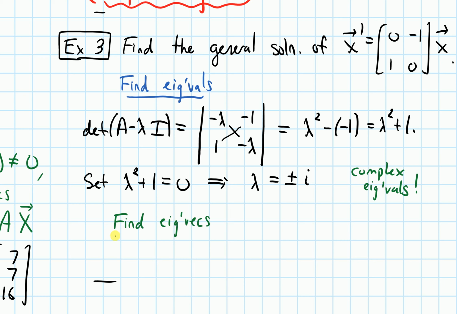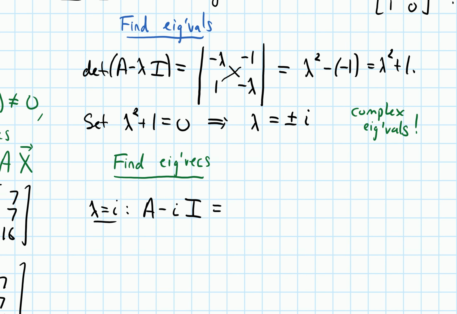So next, let's find the eigenvectors. Let's look at each eigenvalue one by one. One of my eigenvalues is lambda equals i. I take that eigenvalue and form A minus i times the identity. When I form this matrix, we get negative i and negative i on the diagonals, negative 1 up here, and then 1 down there.